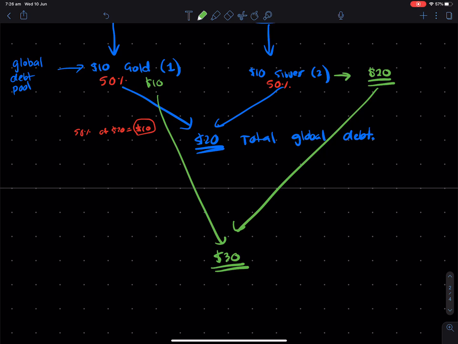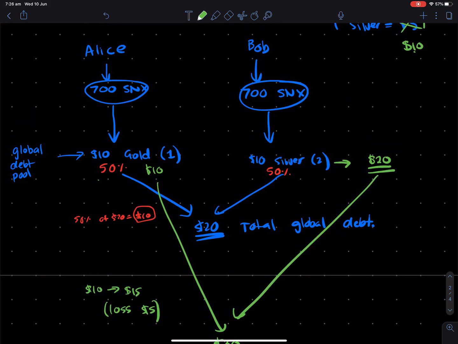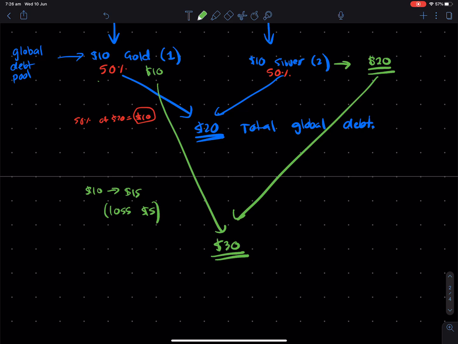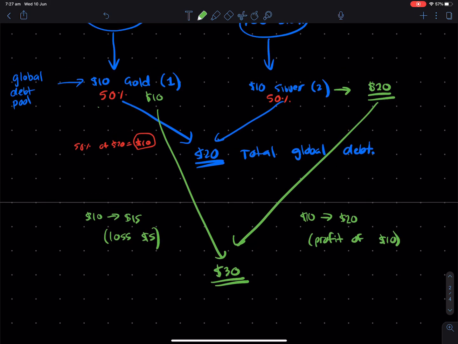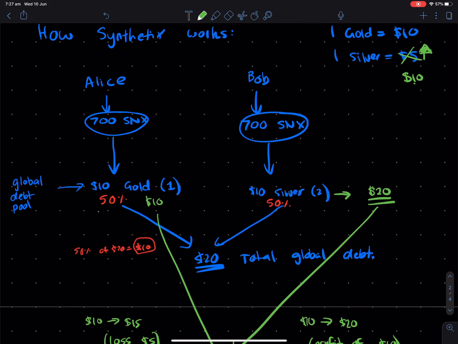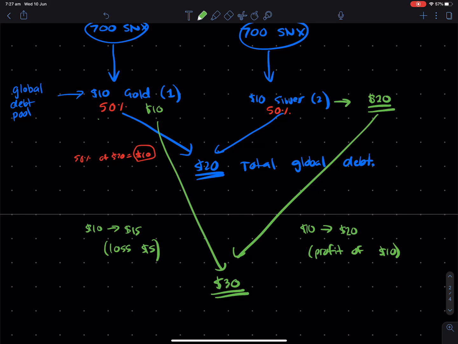But because Alice still retains 50% of the debt pool, she put in $10, but she now owes the system $15. So she's at a loss of $5. Whereas Bob, on the other hand, had 50% of the system debt and he had put $10 in, but he is now owed 20. So he's essentially made a profit of $10. Let me just double check that. 10 times 2 is 20. He put in 10. Sorry, my bad.